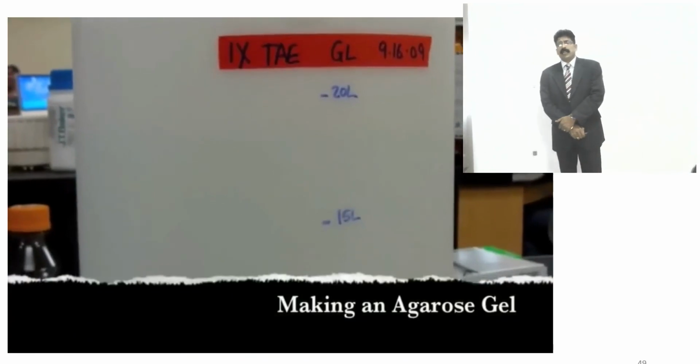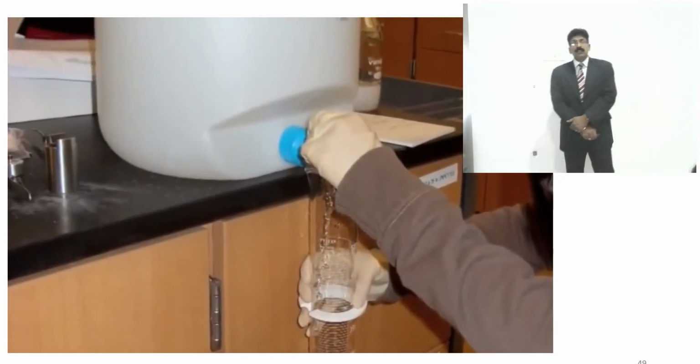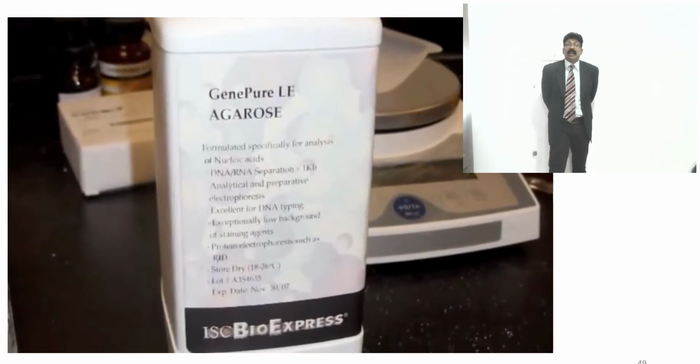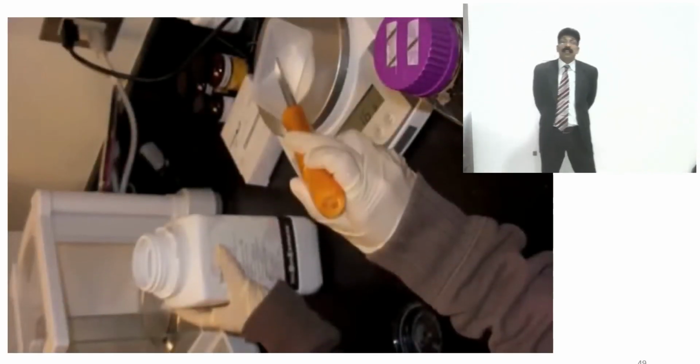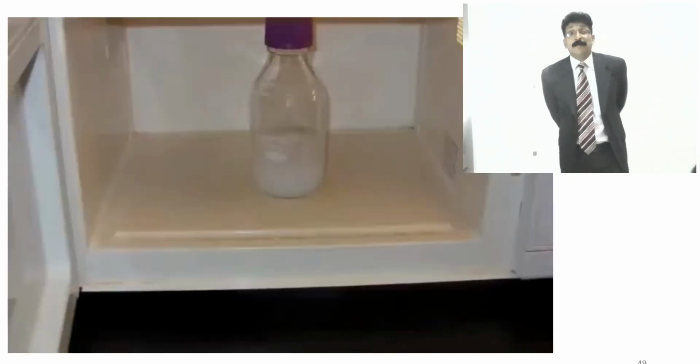And now we should know how to prepare this gel. You have to take the agarose, and at 70 degrees centigrade, you can see the agarose, they are now heating it at 70 degrees centigrade so that it will become liquid.